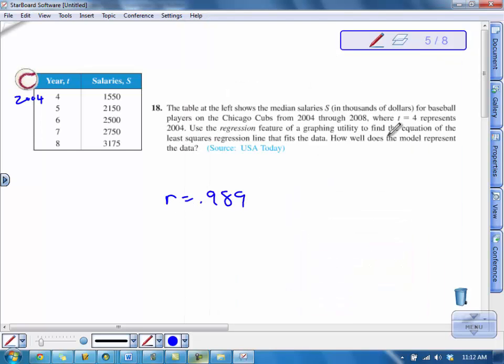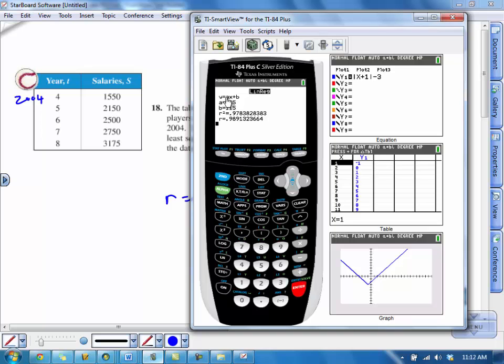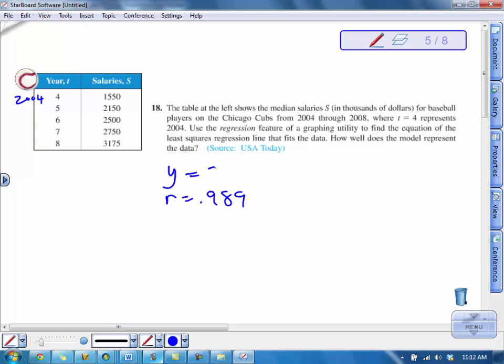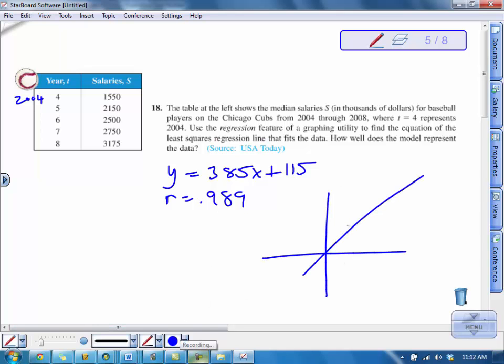That means that's a really good fit. So how well does the model represent the data? It represents it very well. And the equation then is y equals 385x plus 115. So there's the model that represents the salaries going up 385 every year, and it fits. It's a pretty linear model of salary growth.